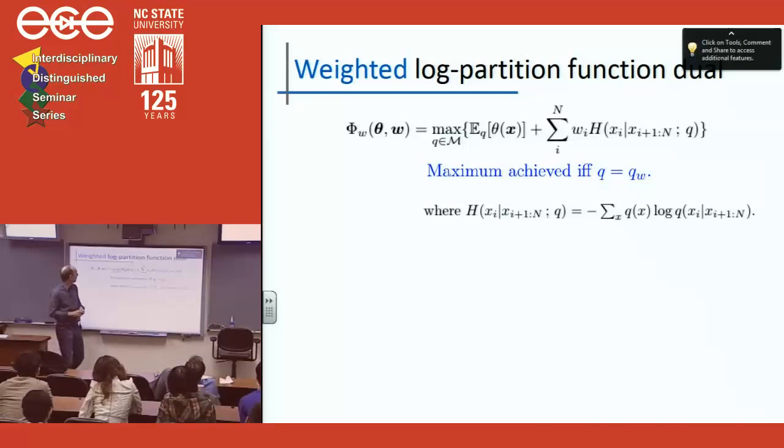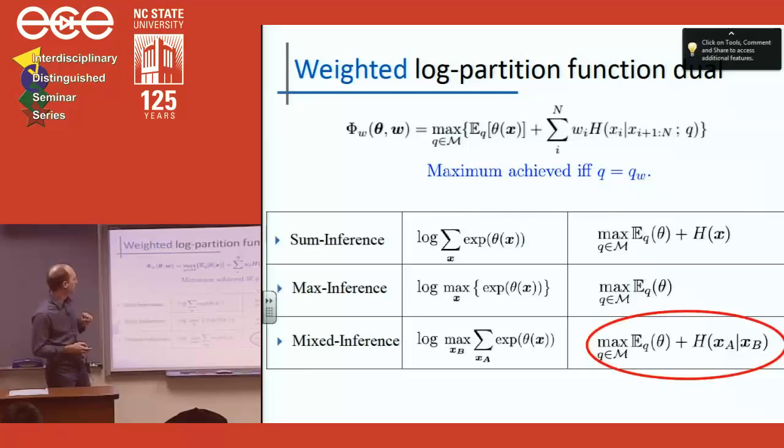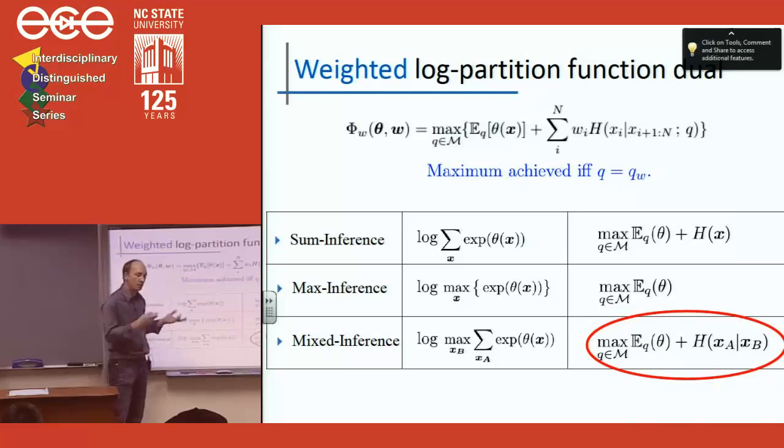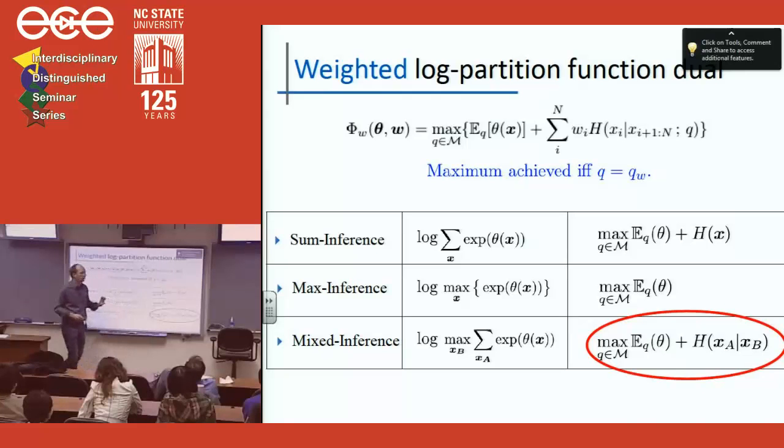OK, so once we've defined this weighted log partition function, we can also take its dual, just as one would do for summation or maximization. And in that case, you get a very nice form. So in summation, it was an expectation plus an entropy. In maximization, that entropy had disappeared.